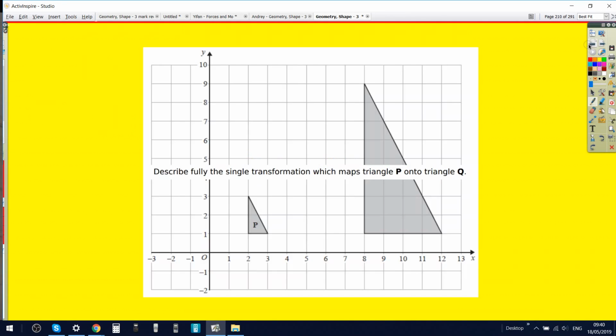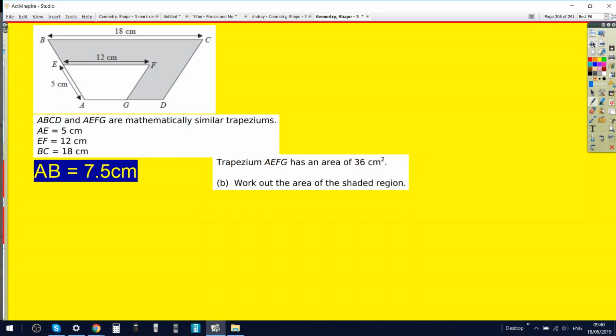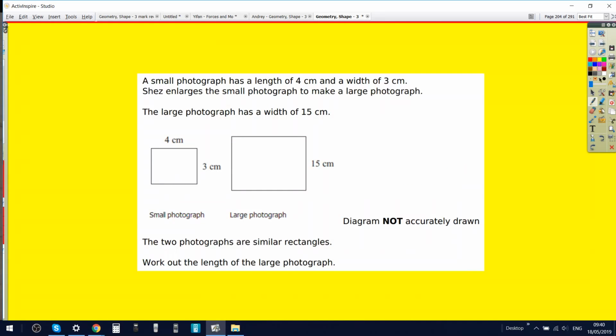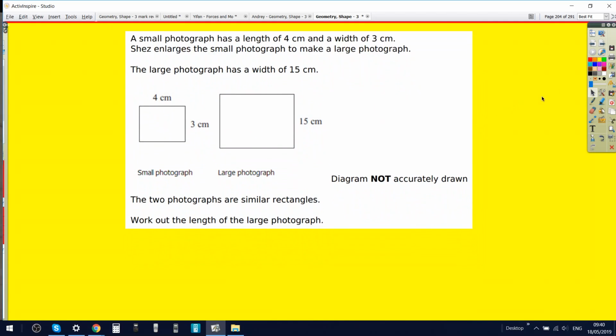Okay. Time for similar. Okay, how about this? Will that just be like 4 times 5? Yep, so 20. That's it. So that's just 20.